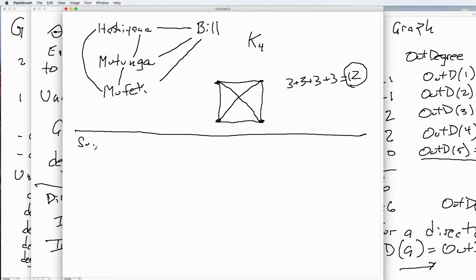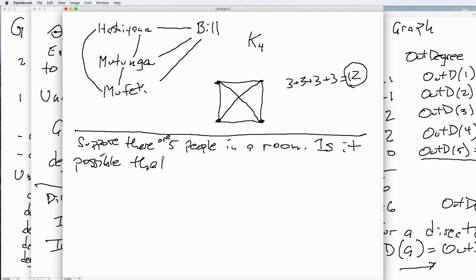Suppose there are 5 people in a room. Is it possible that everyone knows exactly 3 other people?